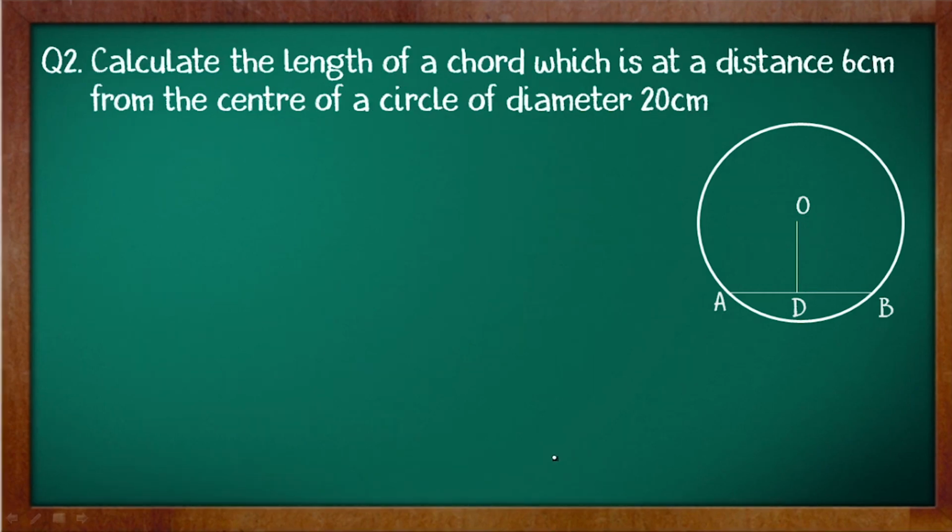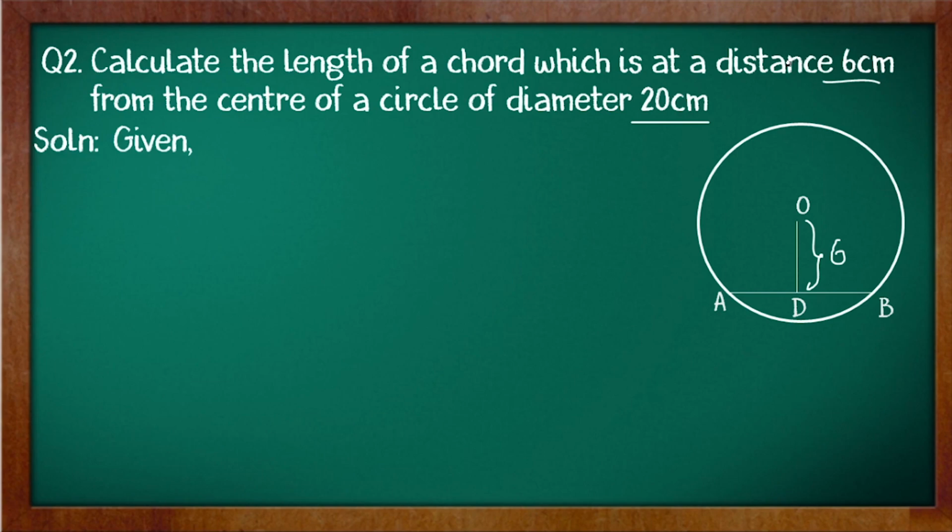So let us see one more example. Here we need to calculate the length of the chord which is at a distance 6 centimeters from the center of the circle of diameter 20 centimeters. That means OD is already given as 6 centimeters. So here diameter is given and the distance from the center is given.